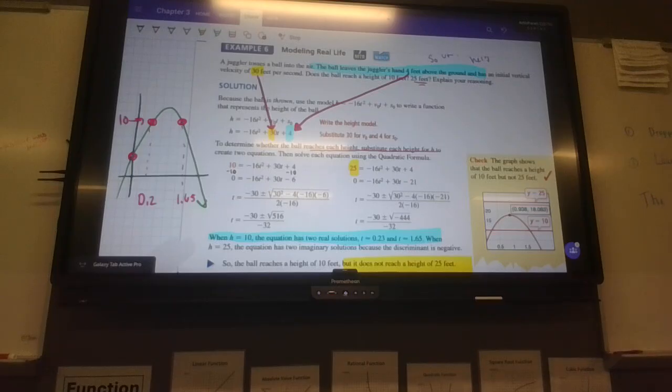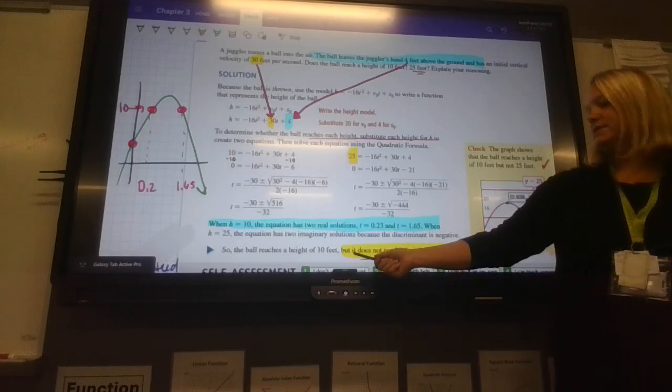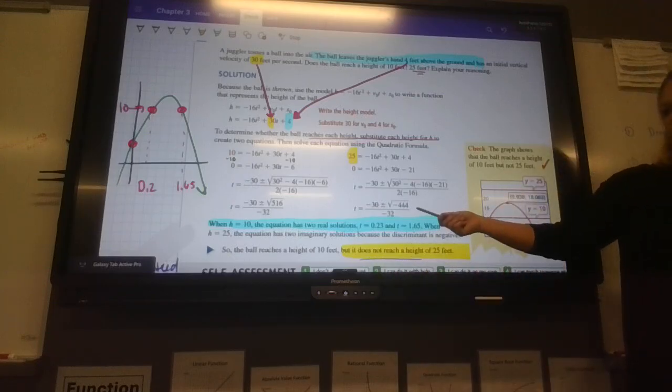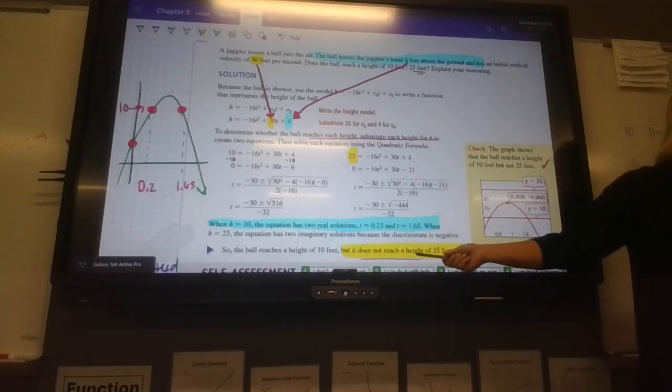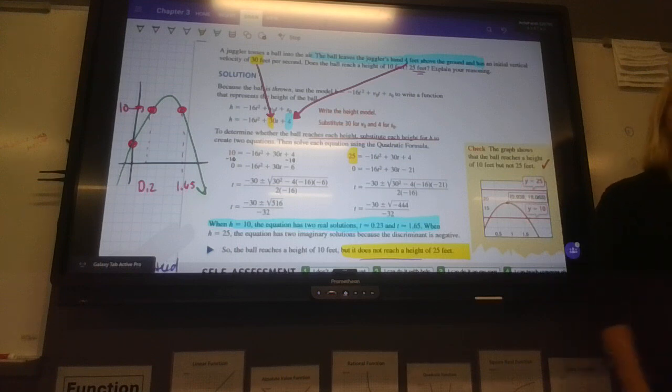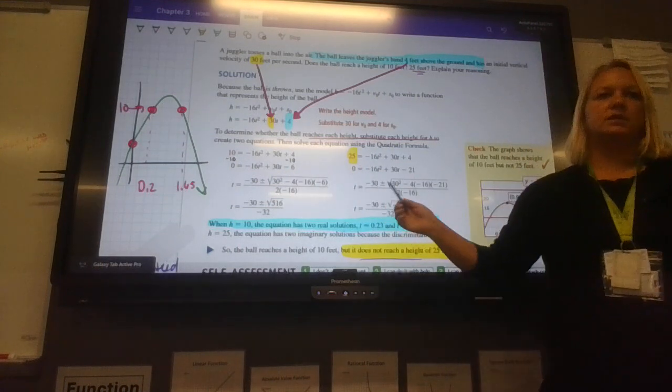I had you guys enter these on Big Ideas so that you would check it and realize some people were solving too far, some people weren't solving far enough. So in this case, b squared minus 4ac is less than 0, which means there are two imaginary solutions. Whenever you're doing these real world problems and you get imaginary solutions, the answer is no. It does not reach a height of 25 feet. The result is imaginary. So if it comes out i, you say no, it doesn't go that high. So it's really like a yes or no question. Yes, it hit 10 feet. No, it didn't hit 25 feet.